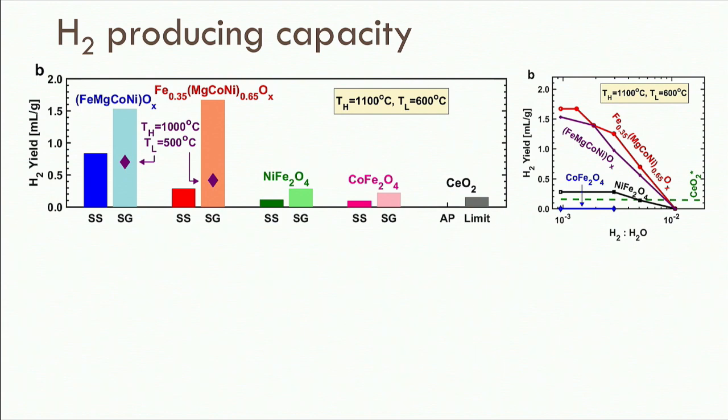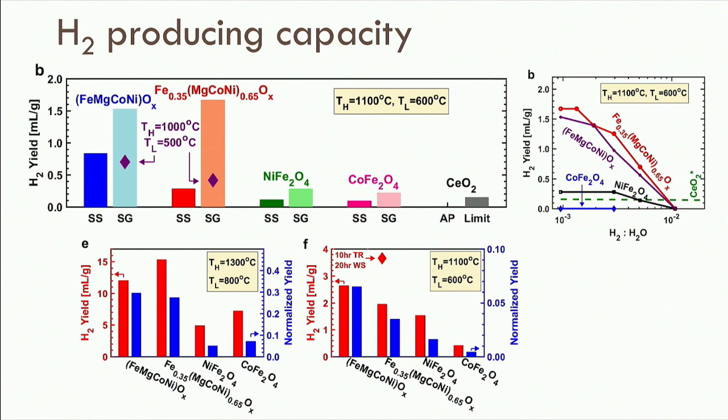And the material that we have found, this iron, magnesium, cobalt, nickel oxide, is much better. This is at 1100. And we said, can we try 1000 degrees, where the other materials don't even work at all? And we find that indeed you can get this material to produce hydrogen at 1000 degrees Celsius. And we are trying to go even lower.